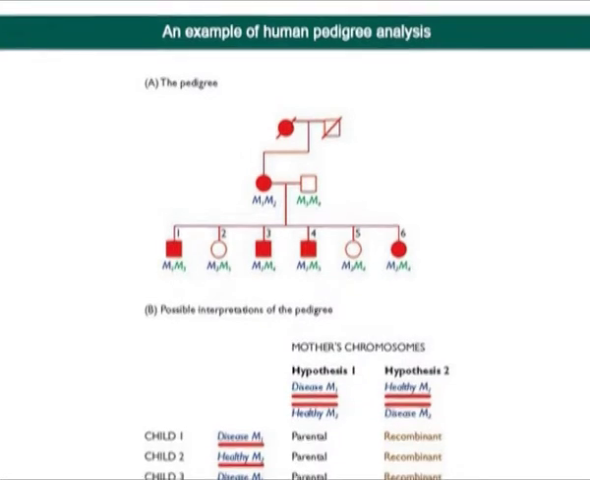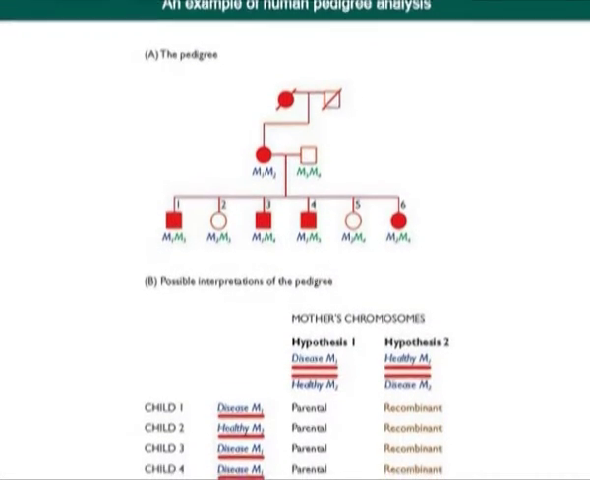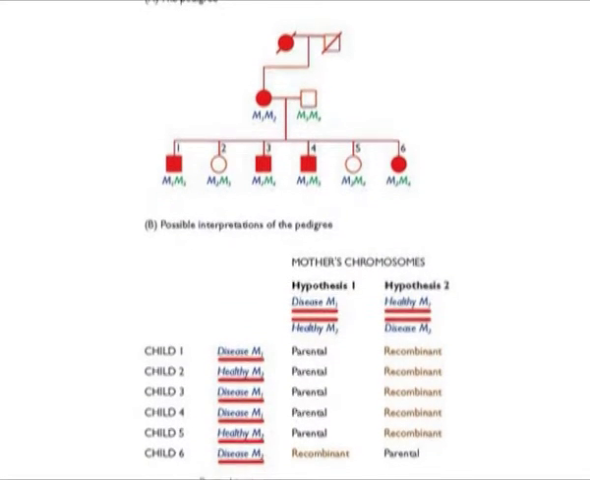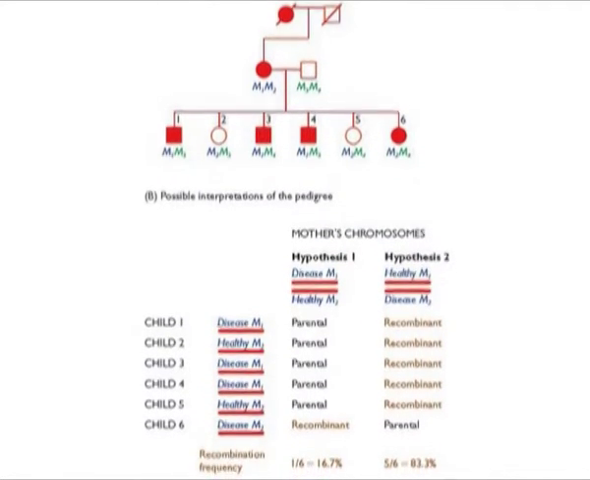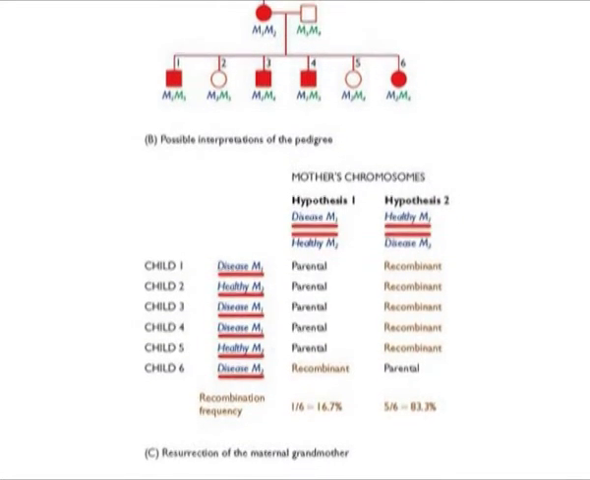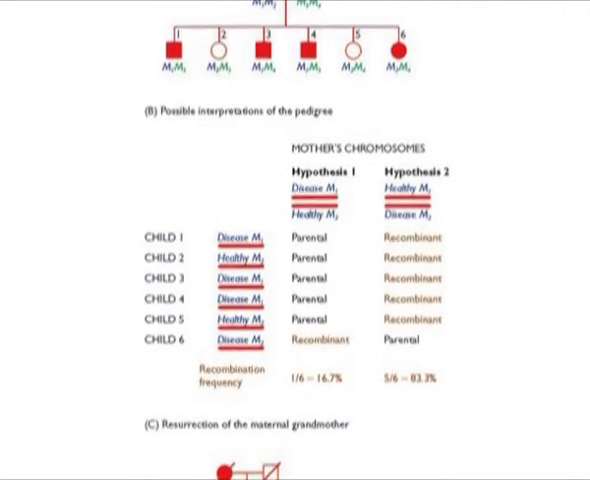The objective is to determine the degree of linkage between the disease gene and the microsatellite M by typing the alleles for this microsatellite, M1, M2, etc., in living members of the family. The pedigree can be interpreted in 2 different ways.